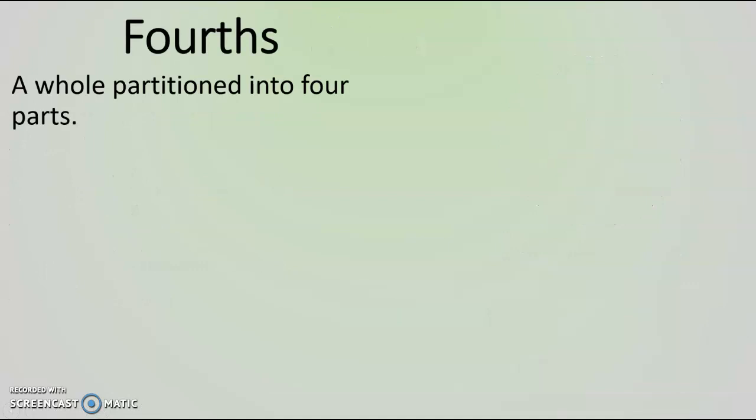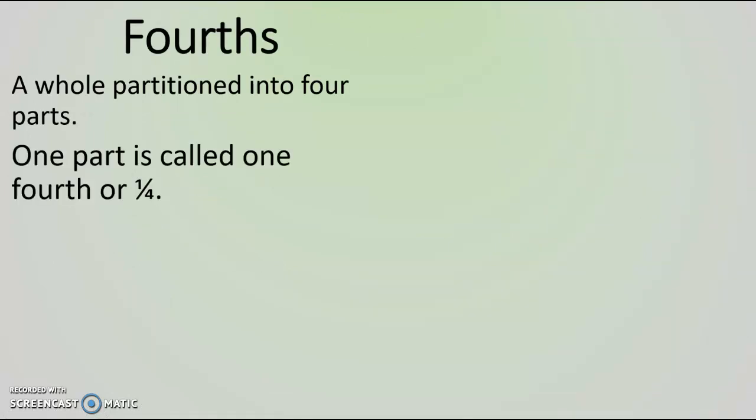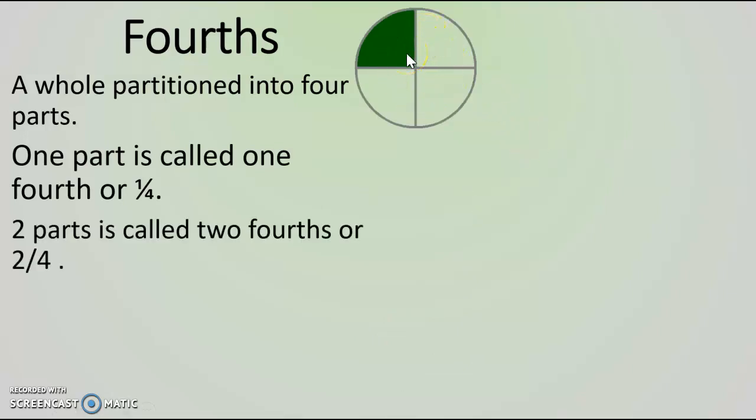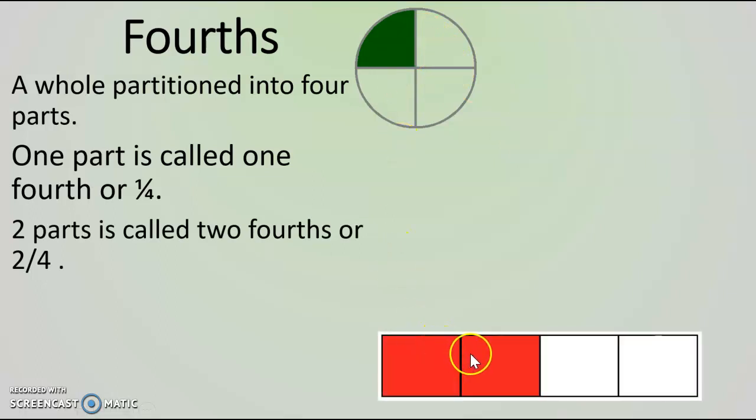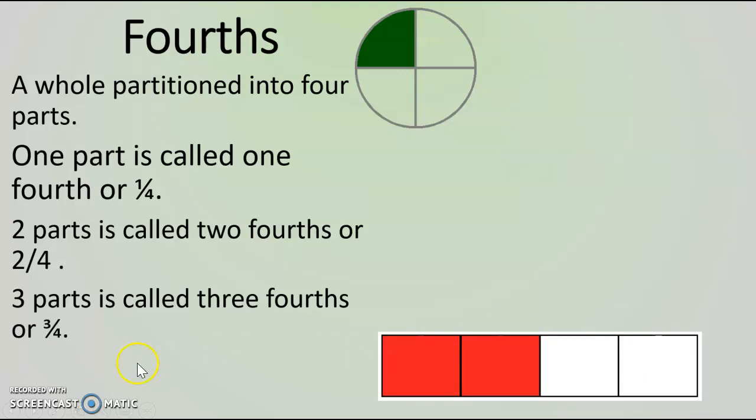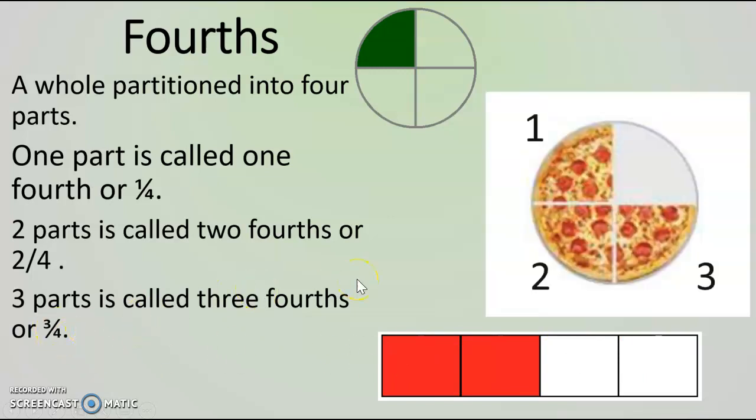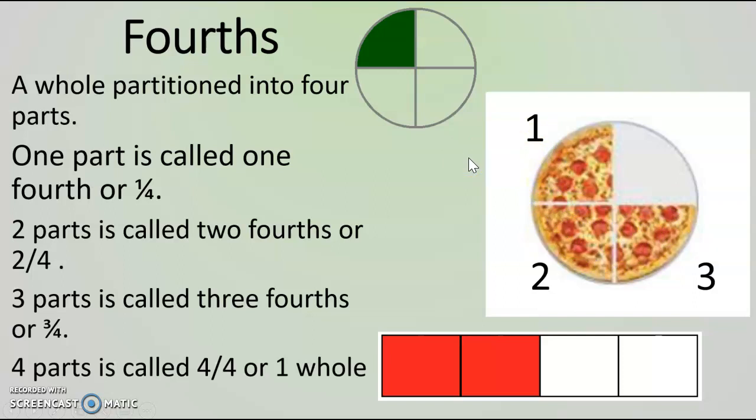Fourths. If a whole is partitioned into 4 parts, then one part is called 1/4. 1/4 of this circle is shaded. 2 parts is called 2/4. 2 of the 4 rectangles in this big rectangle are shaded in, 2/4. 3 parts would be 3/4. Going back to our pizza, 3 of the slices we have, so it's 3/4. And if there were 4 parts shaded in, it would be 4/4, or 1 whole.